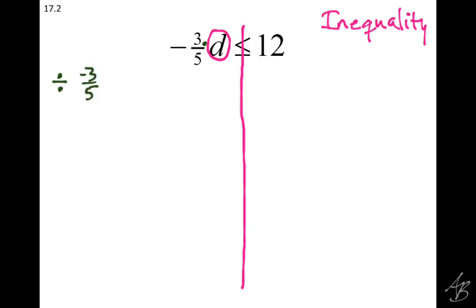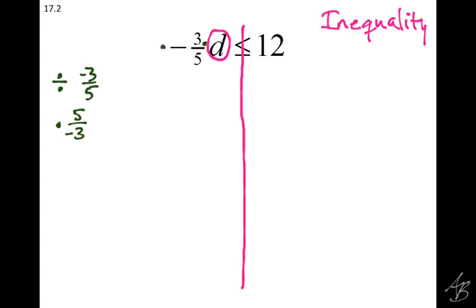That's the same thing as doing what? Multiplying. So we're changing it to multiplication. So it's the same thing as multiplying by, we're going to flip it and get 5/3. And it's a negative, right? So instead of dividing by negative 3/5, we can just right off the bat multiply by negative 5/3, and, well, that's going to take care of it for us.